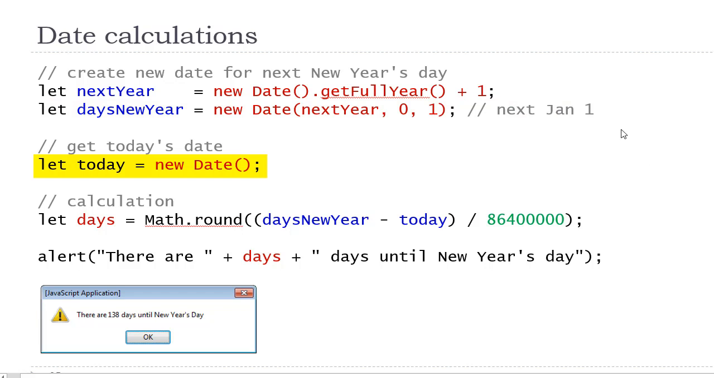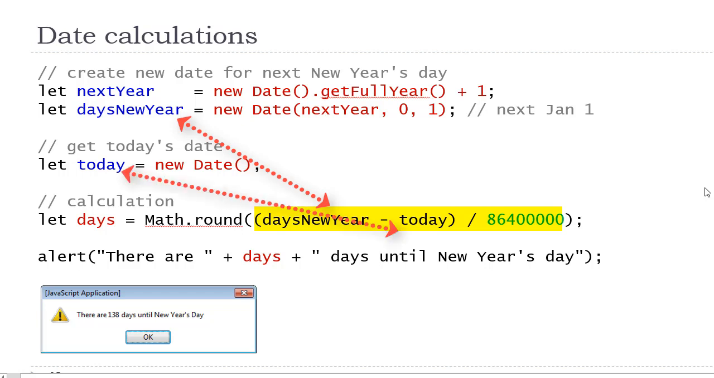Now we are going to access the number of milliseconds right now. So we have new Date, storing that in a variable today. Now all we have to do is do some calculations. We're going to be passing an expression to Math.round because we're going to be rounding this off so that we don't have a decimal. In the parentheses, days new year, which represents the number of milliseconds, January 1st, 2023, minus today, which represents the number of milliseconds today.